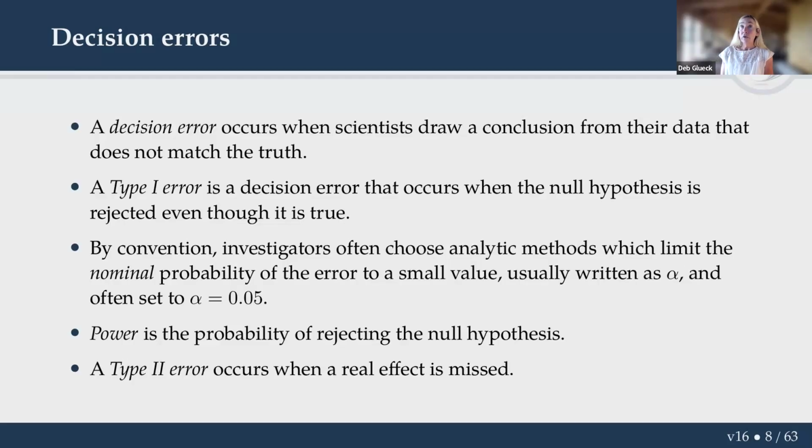A type 1 error is a decision error that occurs when the null hypothesis is rejected, even though it is true. By convention, investigators often choose analytic methods which limit the nominal probability, nominal is the claimed probability, of the error to a small value, usually written as alpha, and they often set alpha equals to 0.05. Power is the probability of rejecting the null hypothesis, and a type 2 error occurs when the true state of nature is that there's a real effect. A type 2 error occurs when that real effect is missed.